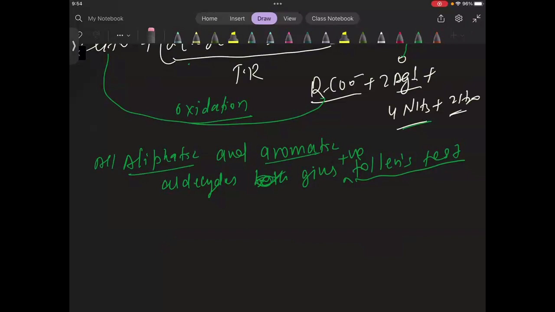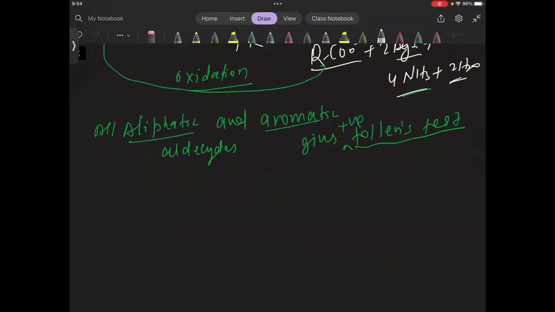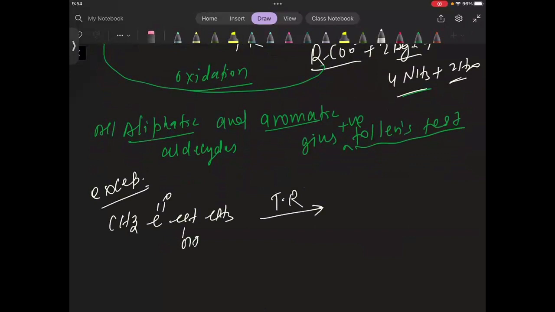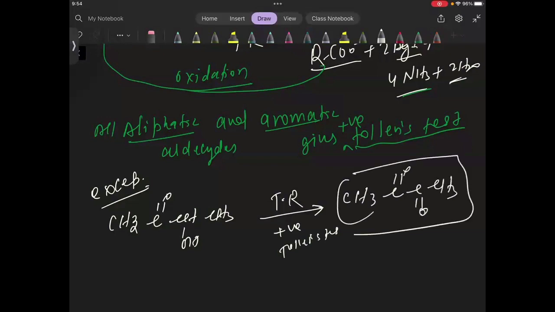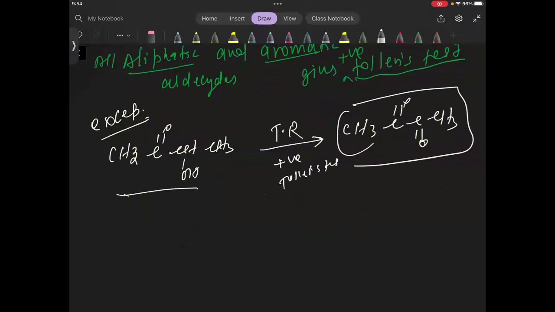Students, see here what I am writing. There is one exceptional case: alpha hydroxy ketone, CH3, C double bond O, CHOH, CH. This is the exceptional compound. When we react it with the Tollens reagent, it will give a positive Tollens test. It will form the diketone. So keep in mind that this compound will react with the Tollens reagent and give the positive Tollens test.